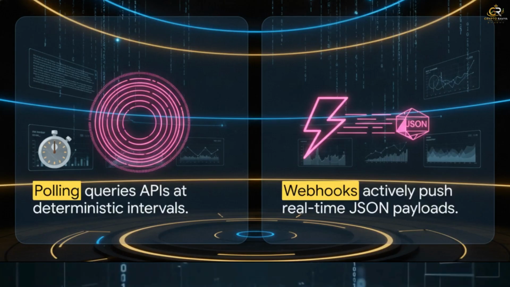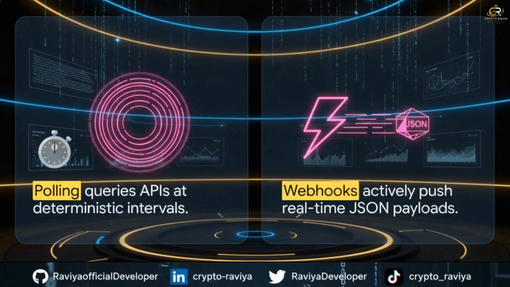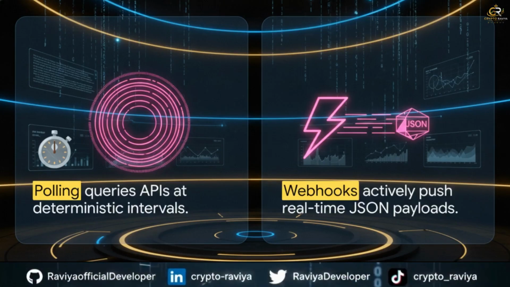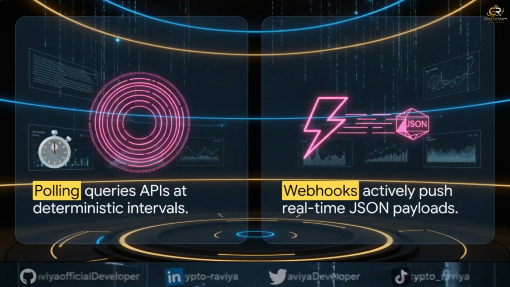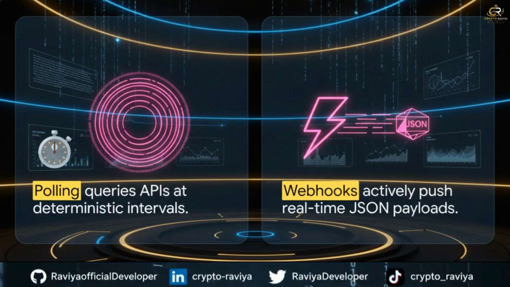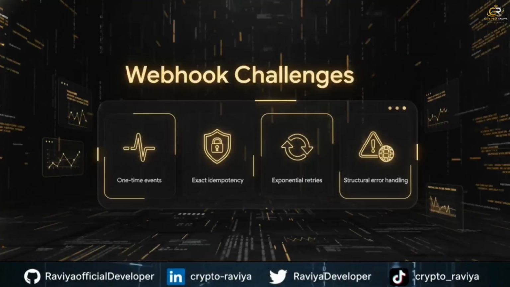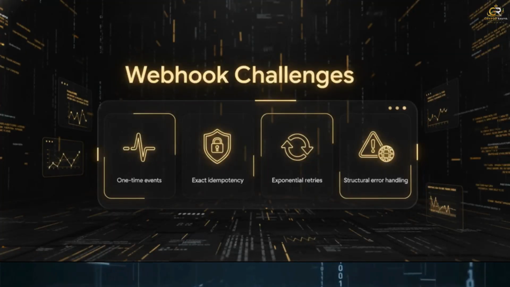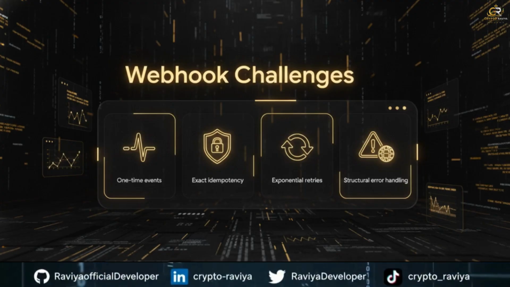Webhooks, on the other hand, are so much better. They're like an active GPS notification. You don't even have to ask. The exact moment a state mutates in the source app, it actively pushes a real-time JSON data payload right to you instantly. But, because webhooks are instant, they do introduce some pretty specific reliability challenges.